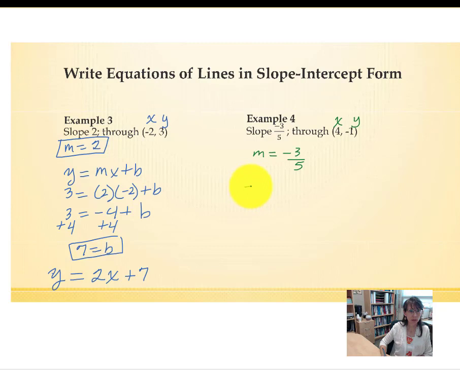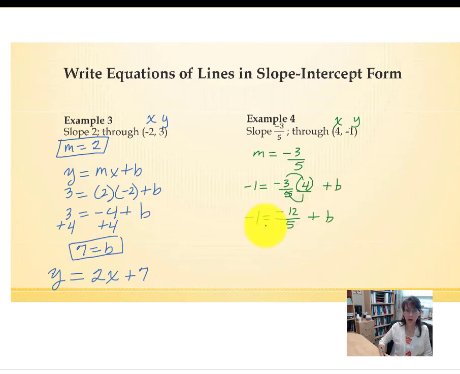Making our substitutions, negative 1 equals negative 3/5 times the x value of 4 plus b. Now this one doesn't have the convenience of 5 reducing with 4, so we'll have to just go ahead and multiply that out. Negative 1 equals, if it helps, 4 is the same as 4 over 1. So the numerators are negative 12, denominator 5 times 1 would make 5, plus b.